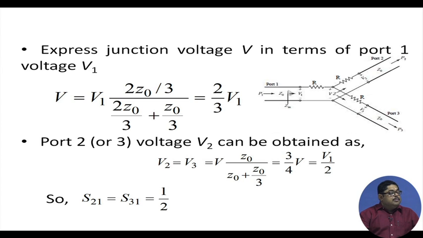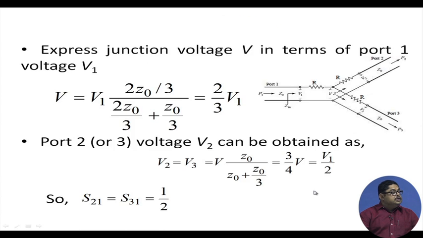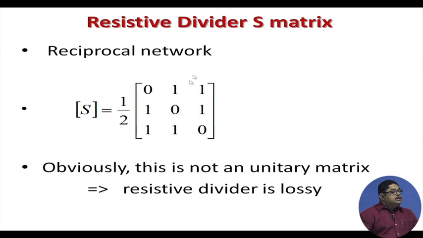That means, if I give some signal here, how much will go there? If you do that, already you have shown that V2 will be V1 since impedance is same. So, S21 we can say this will be half. Now, due to symmetry of the network, if V3 is applied, then S23 is also half. So, isolation of this device is again poor between output ports of the resistive divider. So, this is also possible, and here you see there will be the resistive divider S matrix.